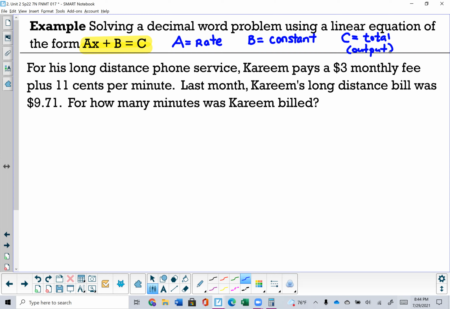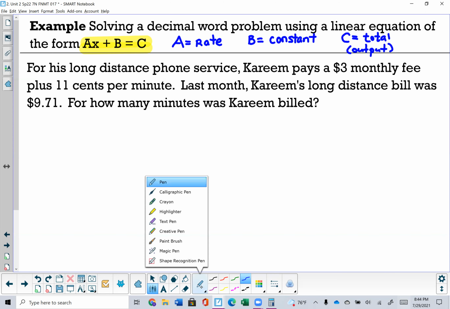Okay, so first we have, for his long distance phone service, Kareem pays a $3 monthly fee plus 11 cents per minute. Last month, Kareem's long distance bill was $9.71. For how many minutes was Kareem billed? Okay, so let's see if we can identify these parts.